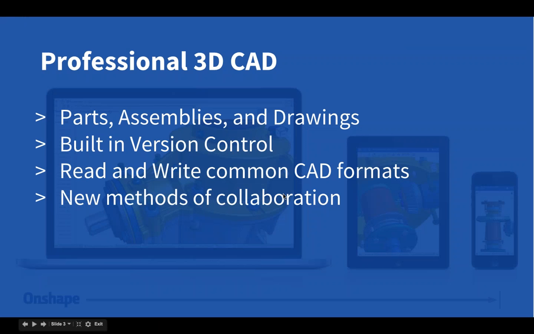Now, some things that also I like to mention about Onshape in general. The first is we do consider ourselves professional 3D CAD. And when you think of that, it's generally parts, assemblies, and drawings, those three major pieces. And we do have all three major pieces of a professional 3D CAD system. In addition to those three major pieces, we have some additional functionality as well, including built-in version control. So unlike a lot of traditional CAD systems, version control is built in. There's not a separate software that you have to manage or install to manage versions in Onshape.